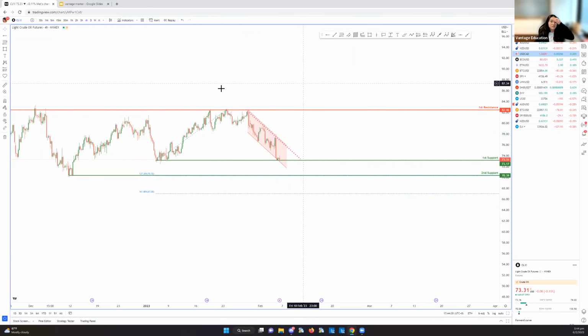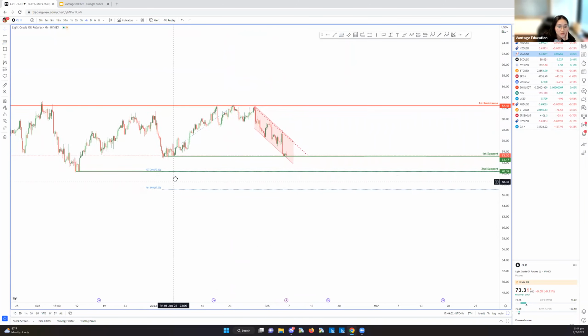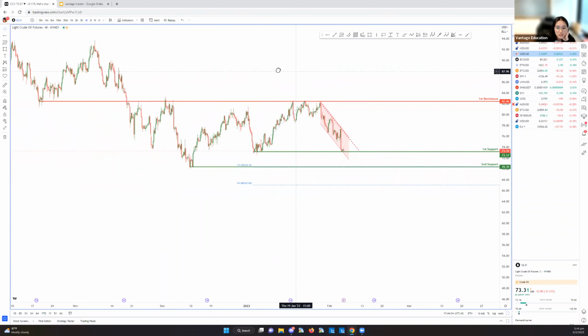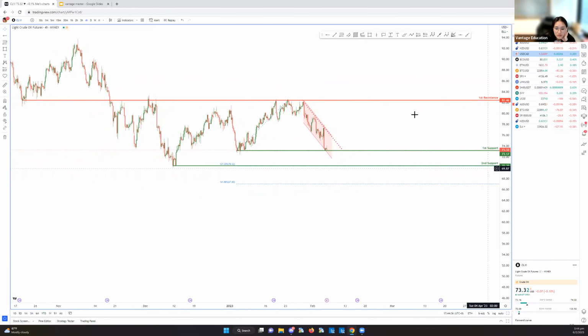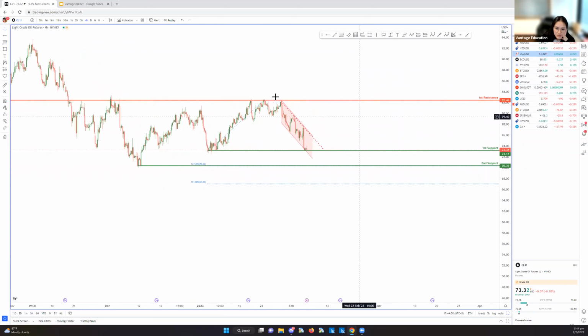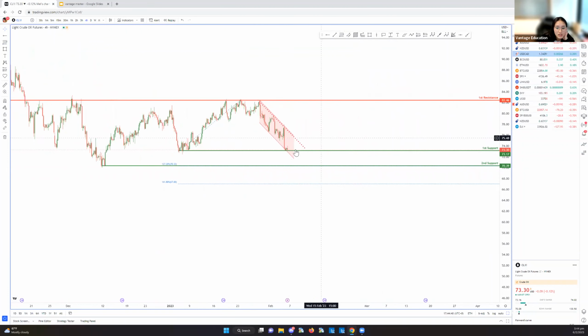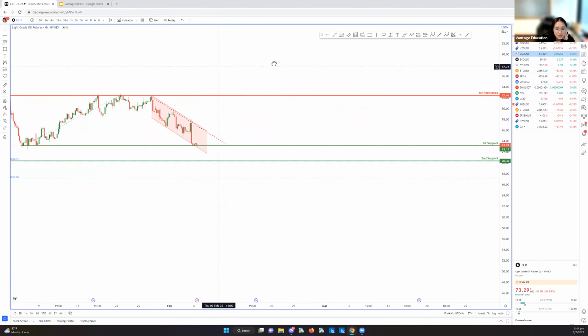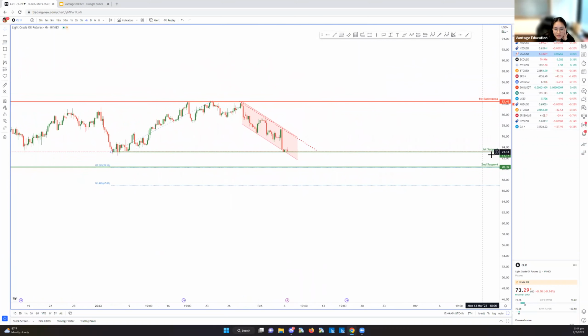So here we have the 127.2% Fibonacci extension lying in line with our second support. So this could be a key level. However, let me zoom in. Price hasn't broken our first support yet. So we should wait for price to break through our first support level to get downside confirmation before going in for a sell towards our 127.2% level.